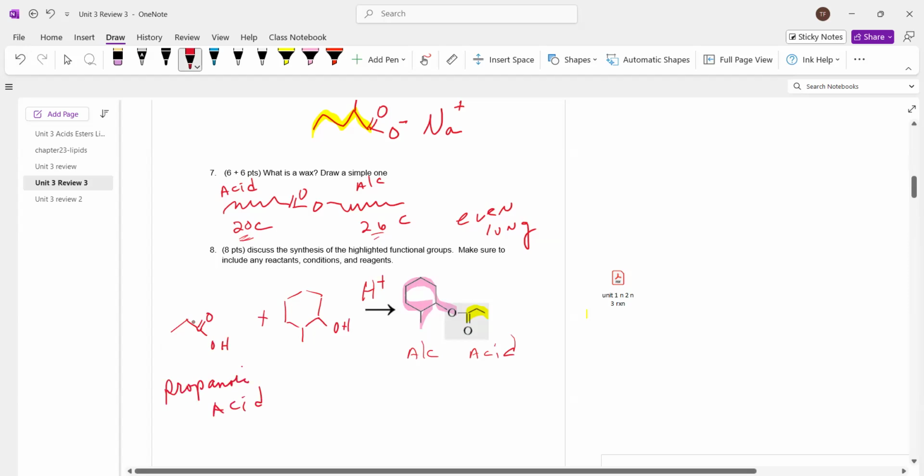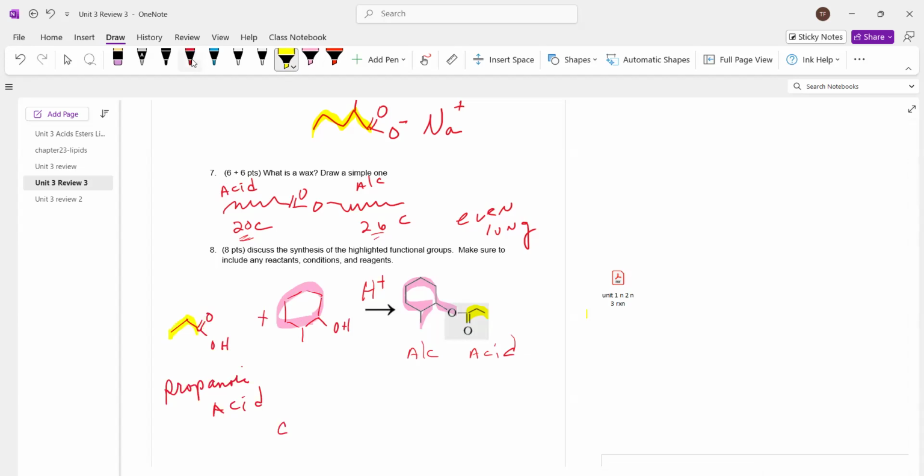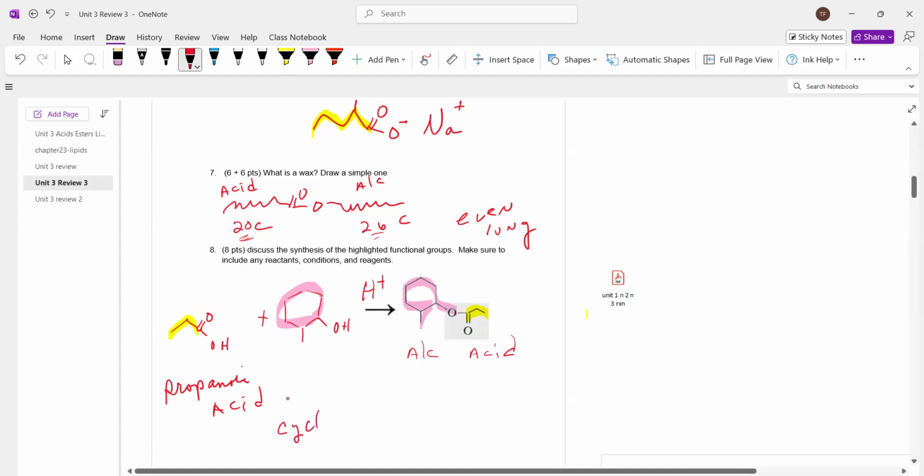Now, to name this cyclic alcohol, that's a 6 carbon alcohol. So that's cyclohexanol with a branch at carbon number 2. So 2-methyl cyclohexanol.